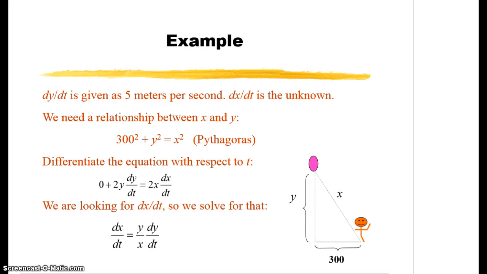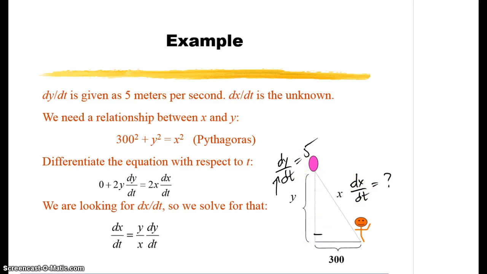Keeping all of that in mind, we solve the problem knowing that dy/dt is given, right? It's 5 meters per second. In other words, the balloon is rising up at a rate of 5 meters per second. Okay? What we're looking for is dx/dt. How is the distance between the balloon and the observer changing? Okay? So we need a relationship between x and y so that we could differentiate that relationship to get a relationship between these two rates, dx/dt and dy/dt.